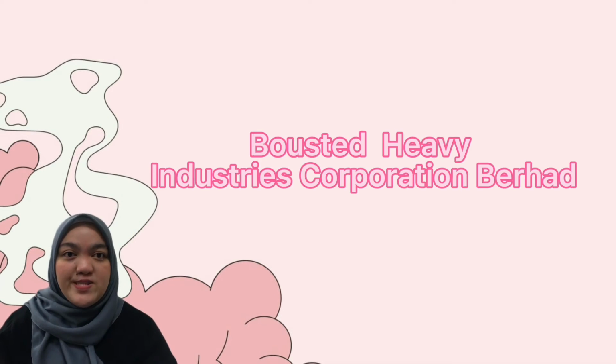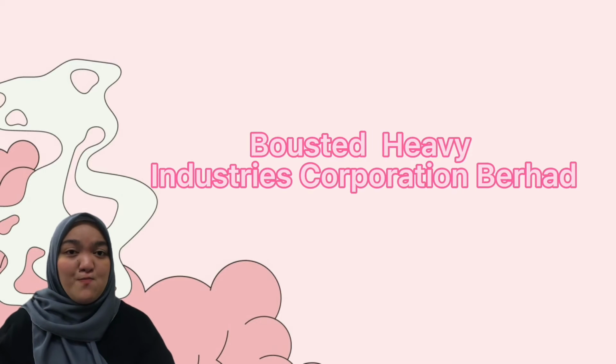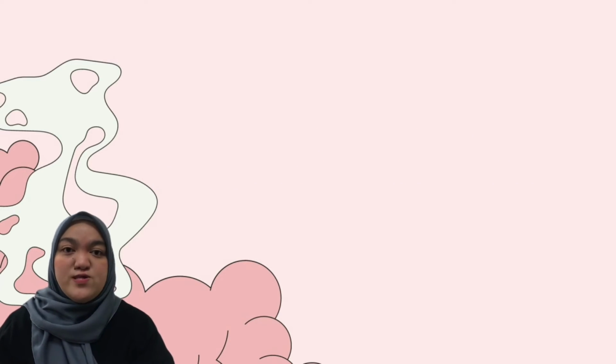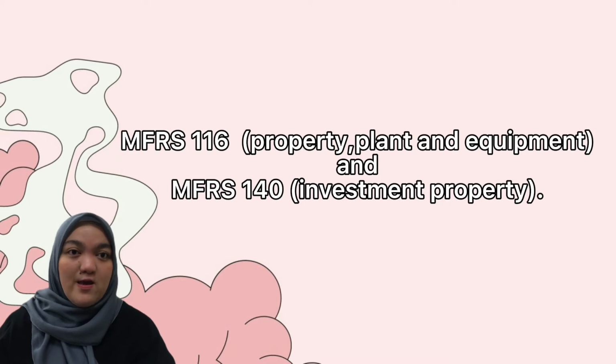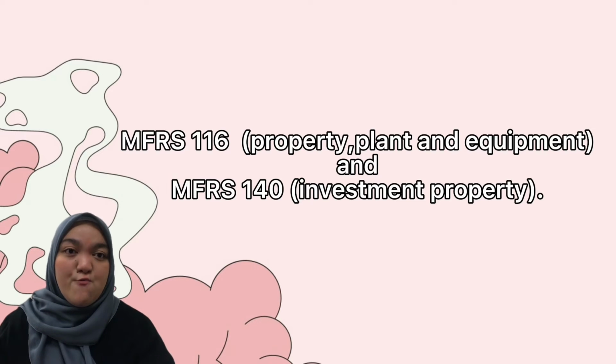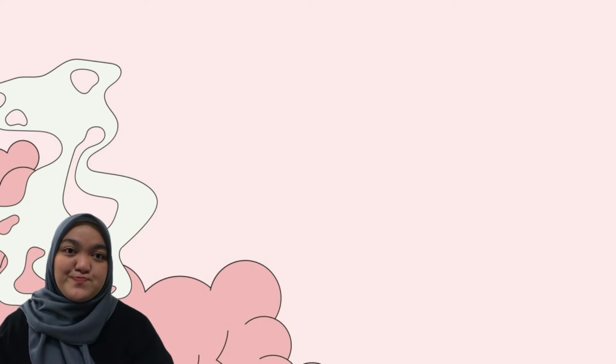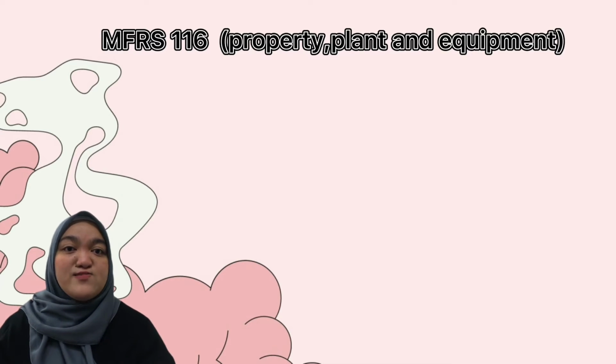Now, for the company Boston Heavy Industry Corporation Berhad, there are two MFRS involved, which are MFRS 116, Property, Plant and Equipment, and MFRS 140, Investment Property. Now, I will explain about MFRS 116, Property, Plant and Equipment.